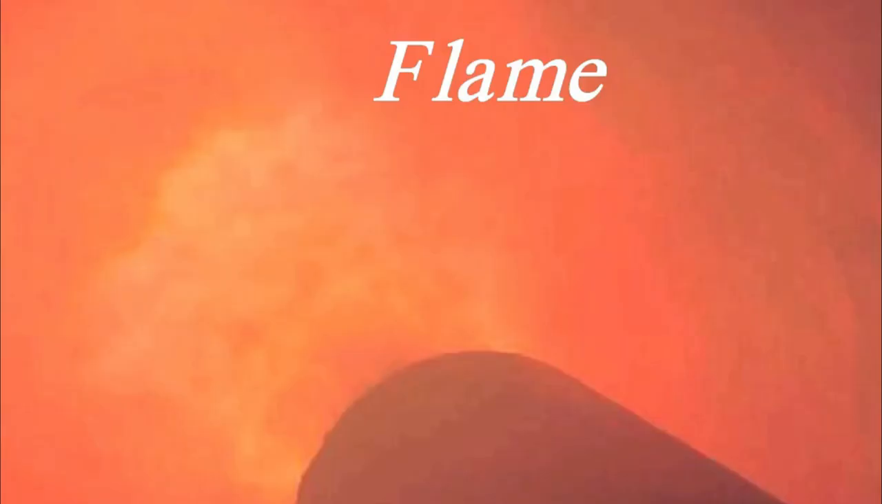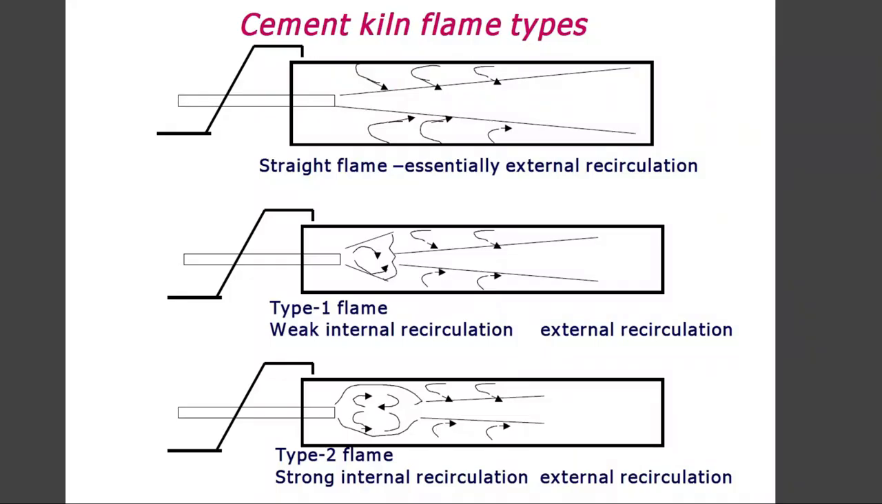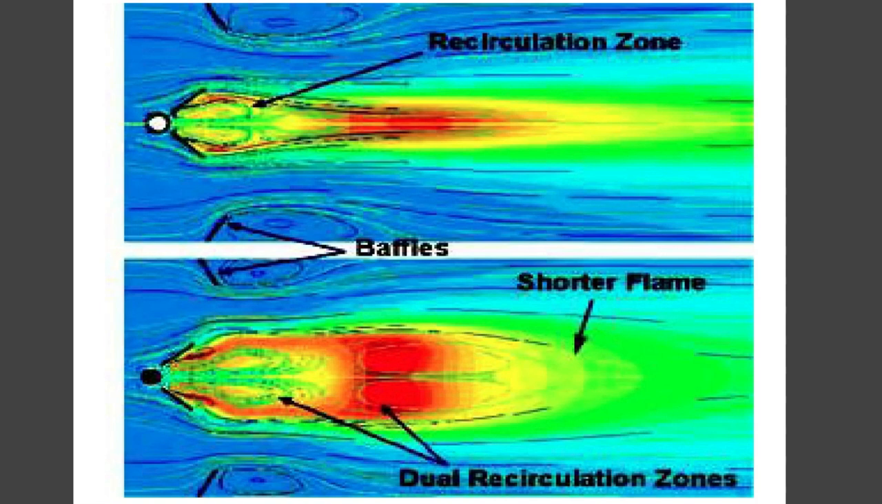Flame: cement kiln flame types. Straight flame, essentially external recirculation. Type 1 flame, weak internal recirculation, external recirculation. Type 2 flame, strong internal recirculation and external recirculation. Recirculation zone, baffles, shorter flame, dual recirculation zone.